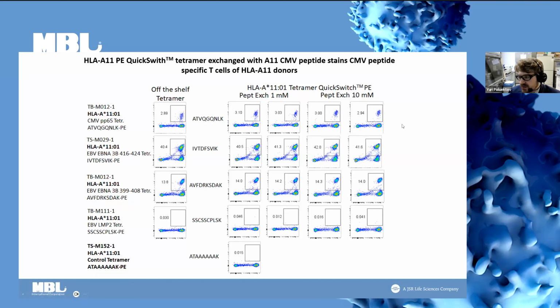So first of all, the results are almost identical with the tetramers that are generated through folding as opposed to peptide exchange. And no matter whether you use 1 millimolar or 10 millimolar in the peptide stock, it's still the same.